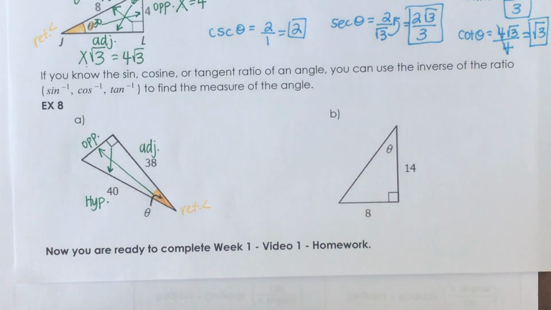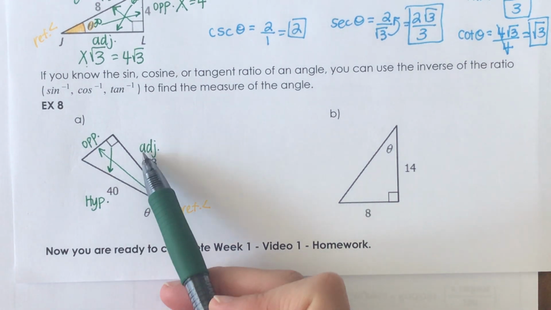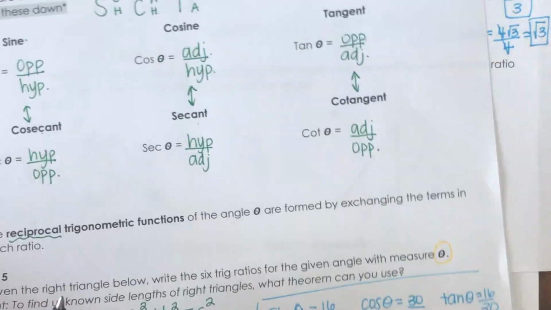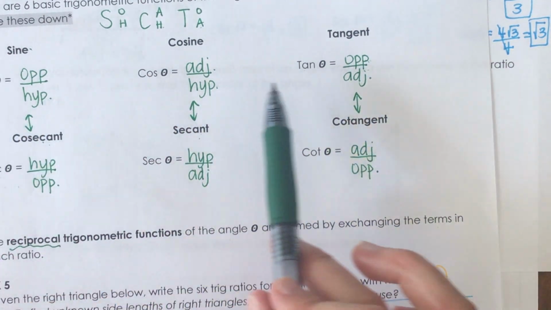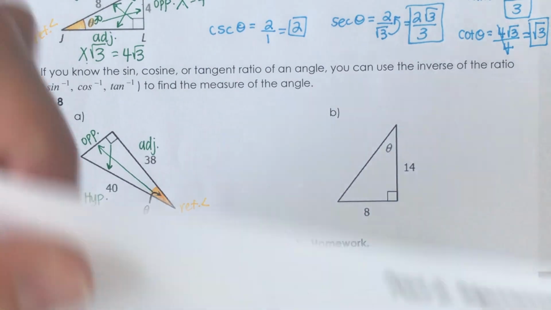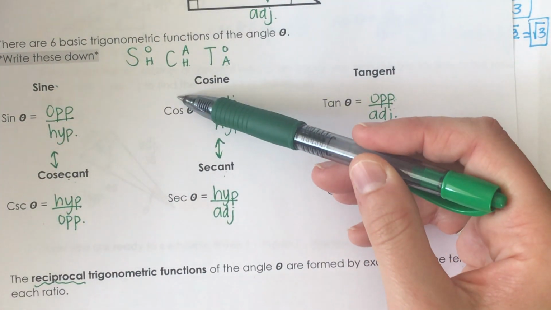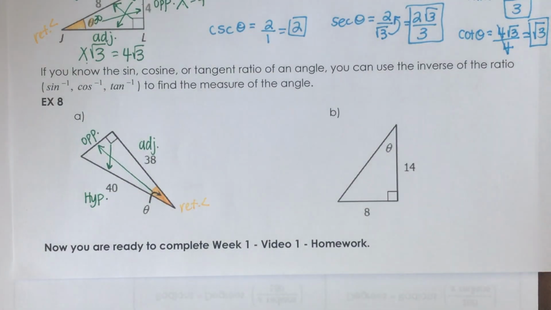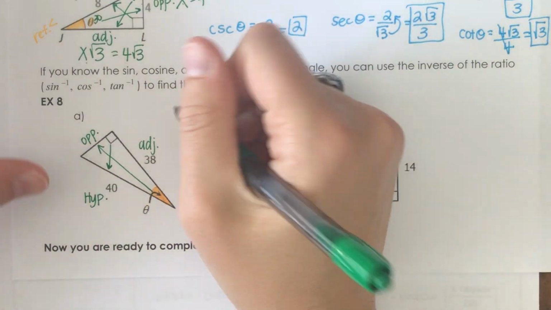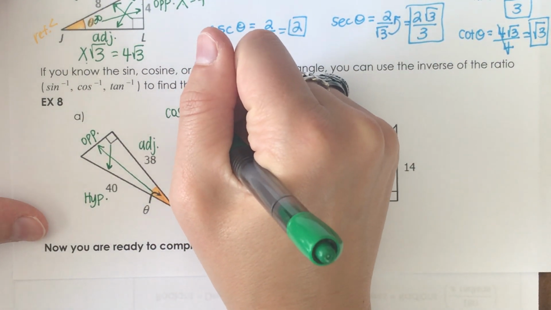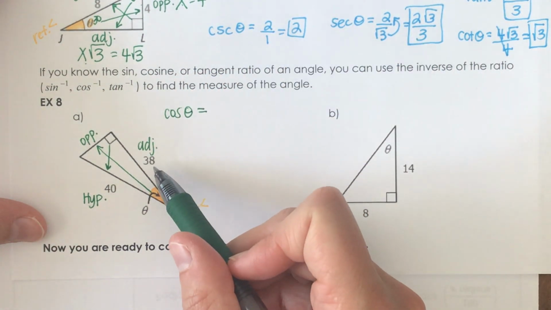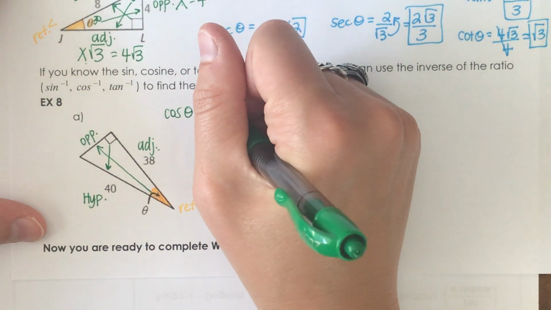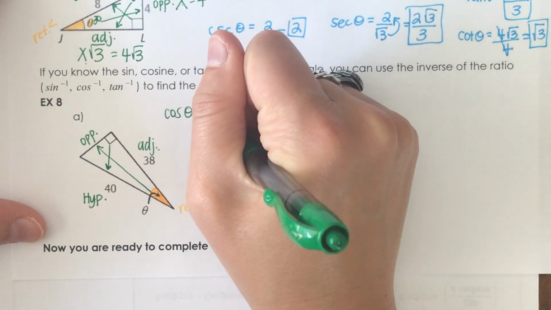So I say to myself, okay, which 2 numbers am I given? I'm given the hypotenuse and I'm given the adjacent. So if I come back and I look at my trig functions, the one that uses adjacent and hypotenuse is the cosine. So I'm going to use cosine for this problem. So I'm going to say the cosine of theta, that's one I don't know, is equal to, cosine is adjacent over hypotenuse, so 38 over 40.